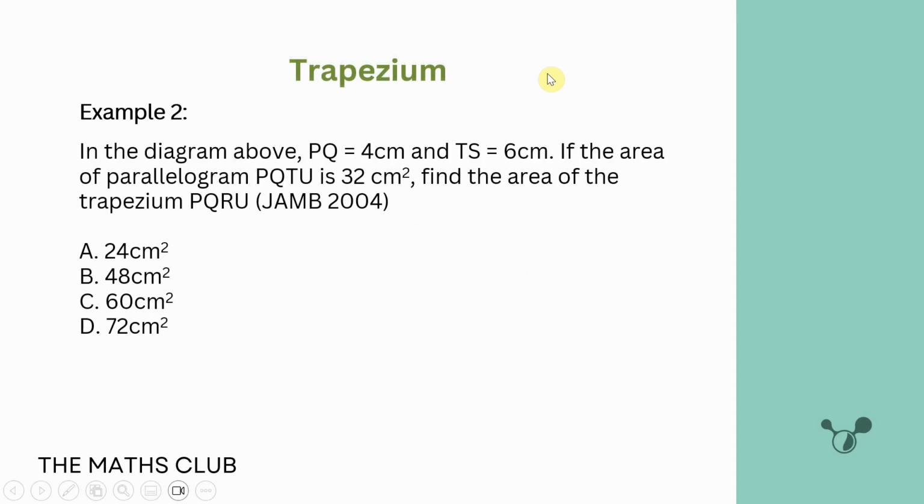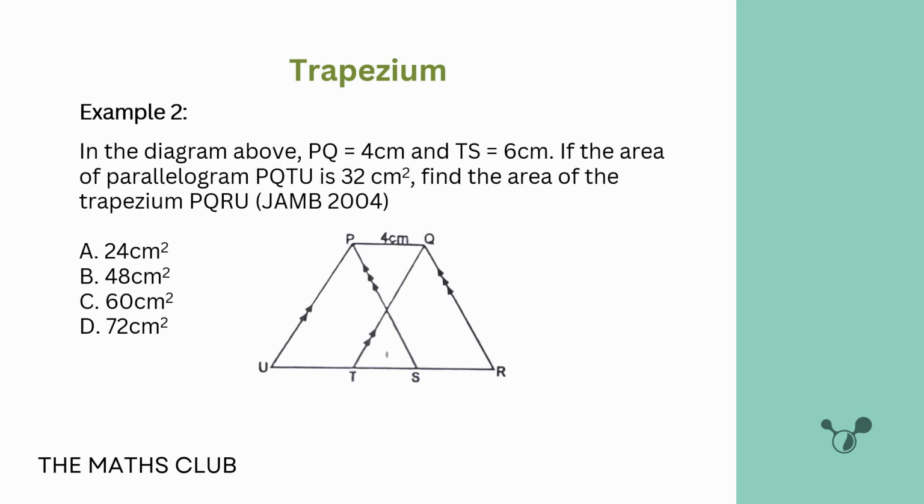Example 2 now says that in the diagram above, PQ here is 4 centimeters, CS is 6 centimeters. We're given this length. If the area of the parallelogram PQTU, this area here, is 32 centimeters squared, find the area of the trapezium PQRU. This is from JAMB 2004. I want us to solve this example together.